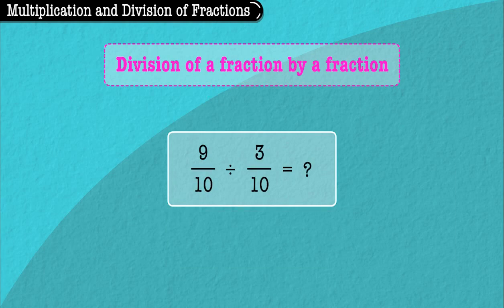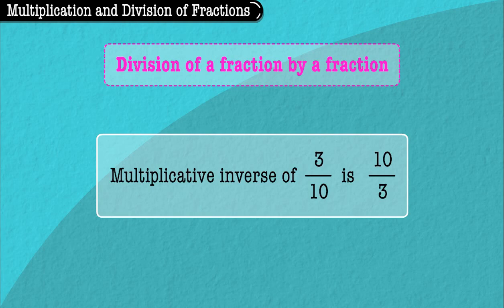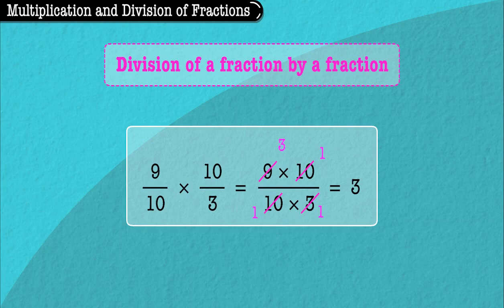9 by 10 is the dividend and 3 by 10 is the divisor. First, we find the multiplication inverse or reciprocal of the divisor. That is, the reciprocal of 3 by 10 is 10 by 3. Then, the dividend and the multiplication inverse of the divisor are multiplied. That is, 9 by 10 into 10 by 3. And on simplifying, we get the result as 3.